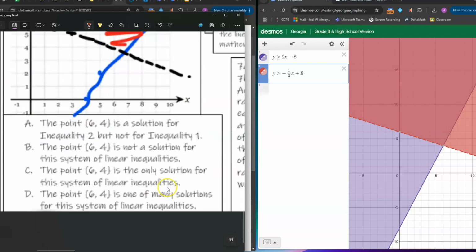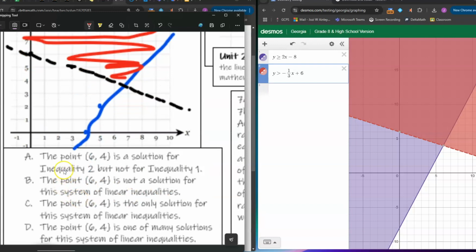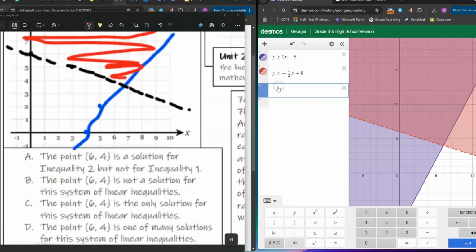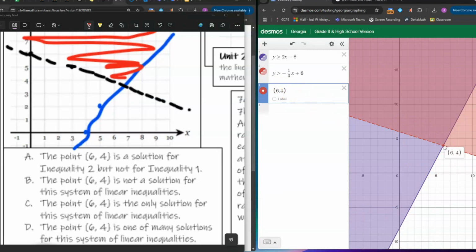All right. So now that I have that, look at the kind of answer choices you're going to have. The point (6,4) is a solution. Okay. Well, I don't feel like reading this. I'm just going to type it in. I can type 6,4 if I don't want to look for it. So there's (6,4). Is this a solution? No. Why? Because it's on a dotted line. It must satisfy both inequalities. All right, so (6,4) is a solution for inequality 2, but not inequality 1.